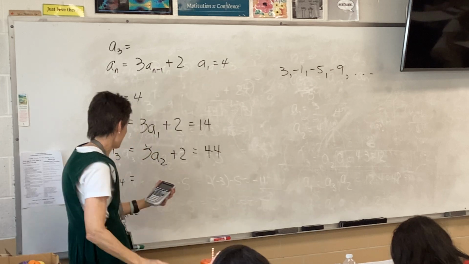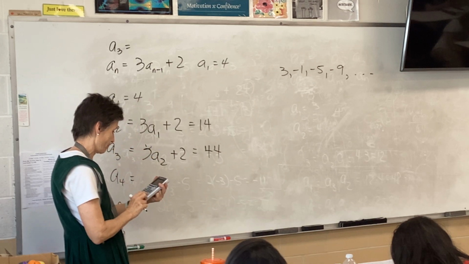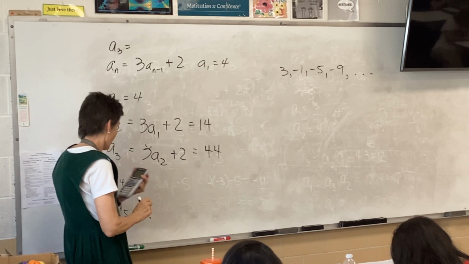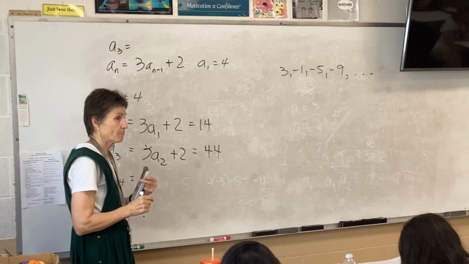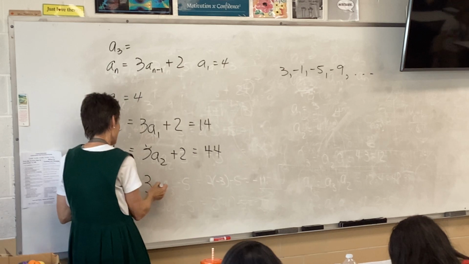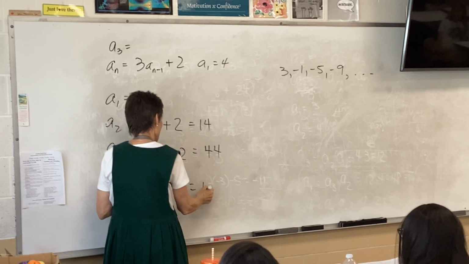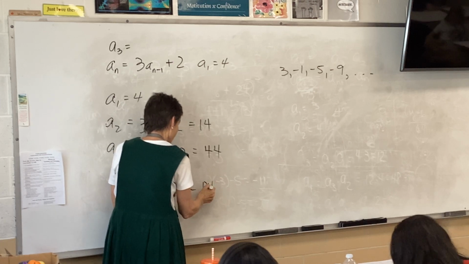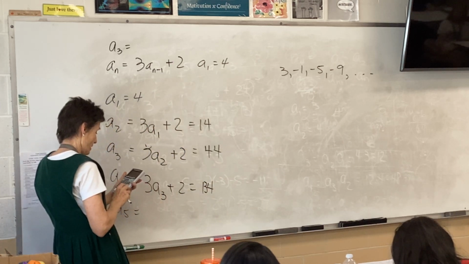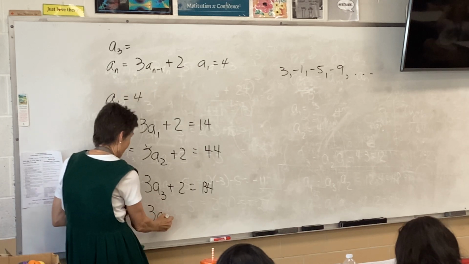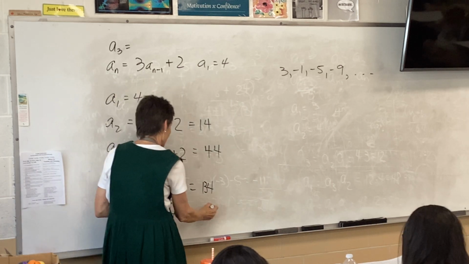Need a calculator. Some of these are kind of big. What'd you get for your fourth term? 134, because it's 3 times the third term plus 2, so it's 134. And then, what'd you get for the last one? 404. Perfect.